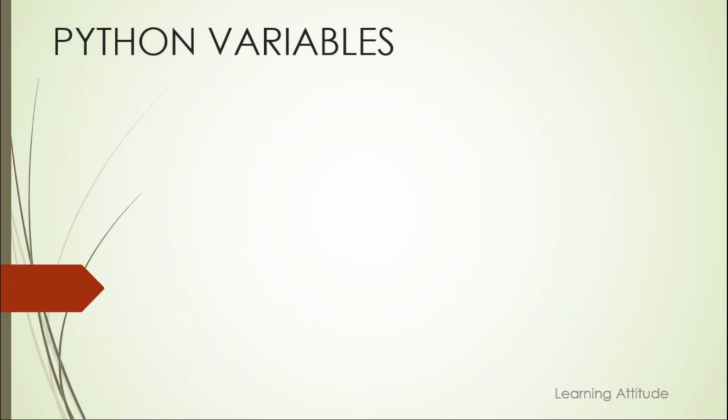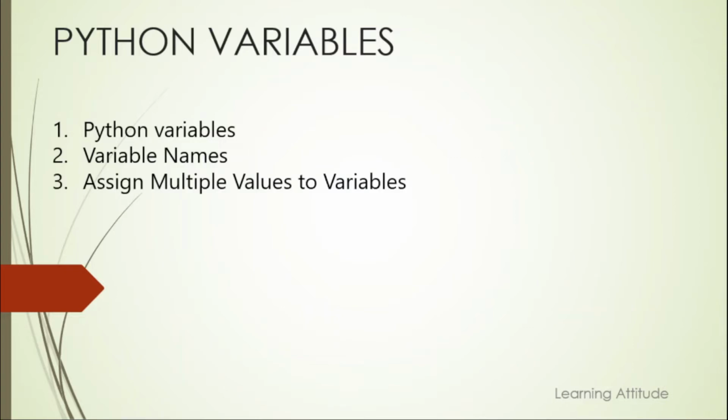Today we'll see what the Python variables are and some basic examples of Python variables. So we'll see what Python variables are, variable names, how to declare the variables and what the syntax of the variables is, how to assign multiple values to variables, how to output the variables by using the print function on the console, and how to declare global variables and how to use them.